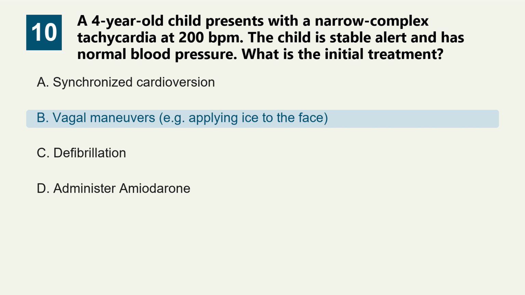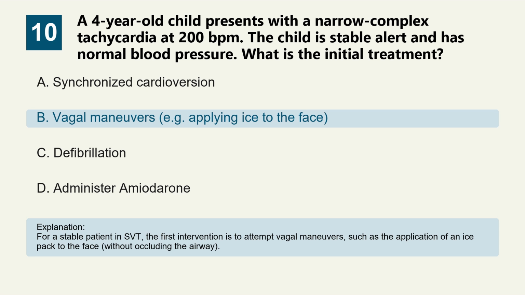The correct answer is option B, vagal maneuvers, e.g. applying ice to the face. For a stable patient in SVT, the first intervention is to attempt vagal maneuvers, such as the application of an ice pack to the face, without occluding the airway.